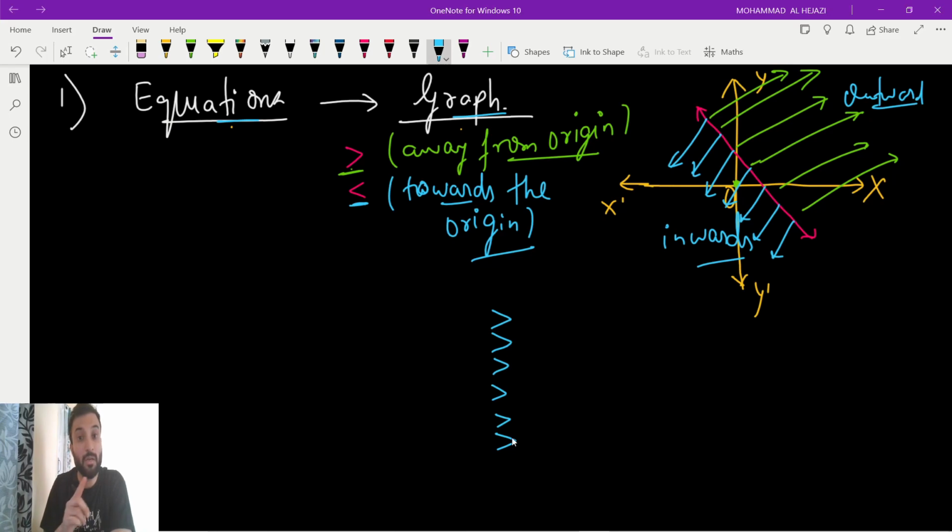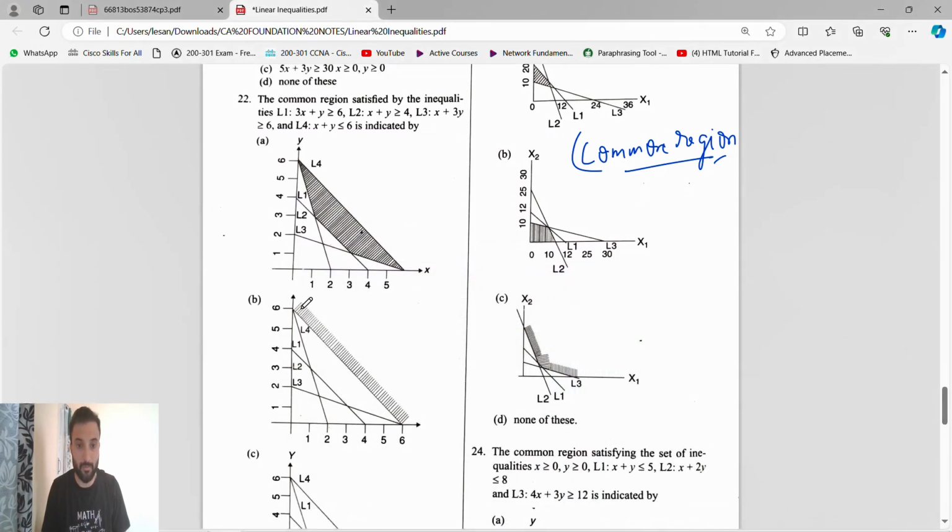Okay, all the symbols are greater than, so what is the common region? Common region will be all outwards, like this. Guys, remember the thing, remember the graph. If all the symbols are greater than, this is the common region. All is greater than means what? All will go outwards, so outwards is the common region. Outwards is the common region when all are greater than.